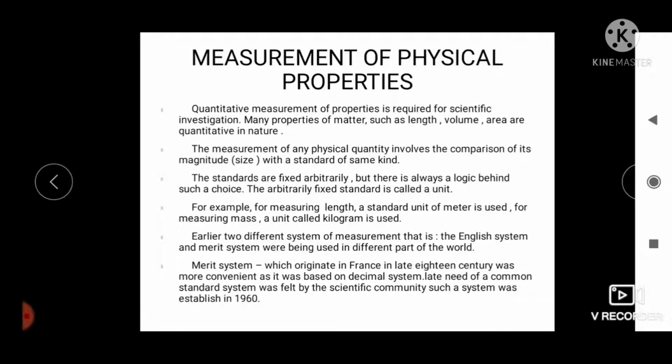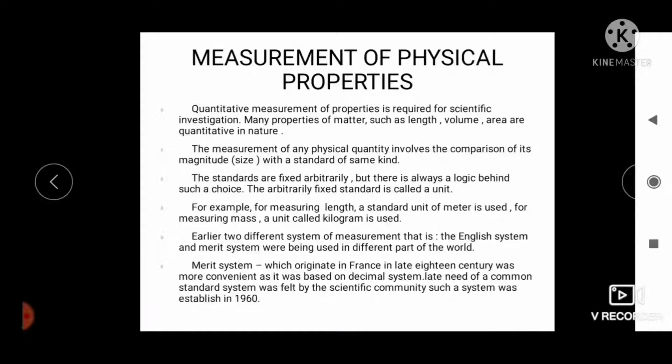Earlier, two different systems of measurement, that is, the English system and the metric system, were being used in different parts of the world. The English system of measurement units includes inches, feet, ounce, etc. These are not used in science because it is difficult to convert from one unit into another.